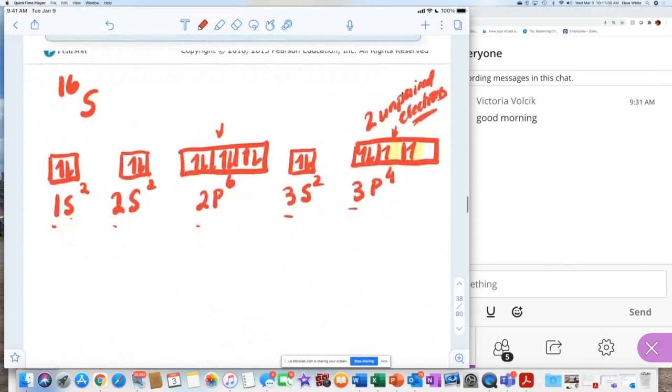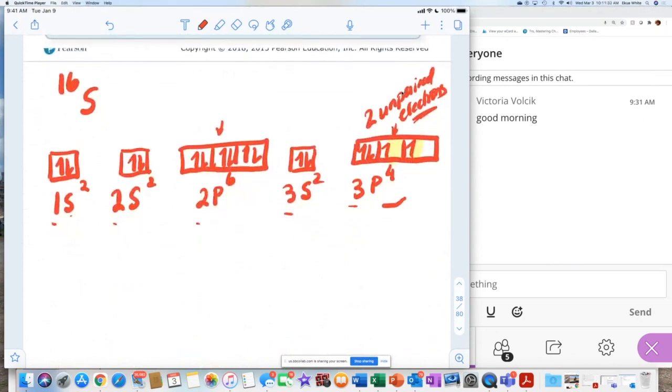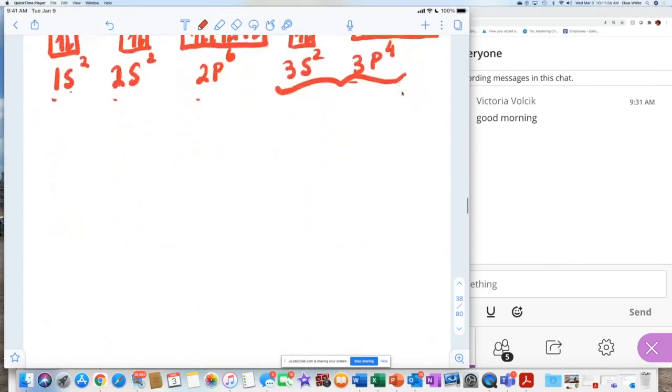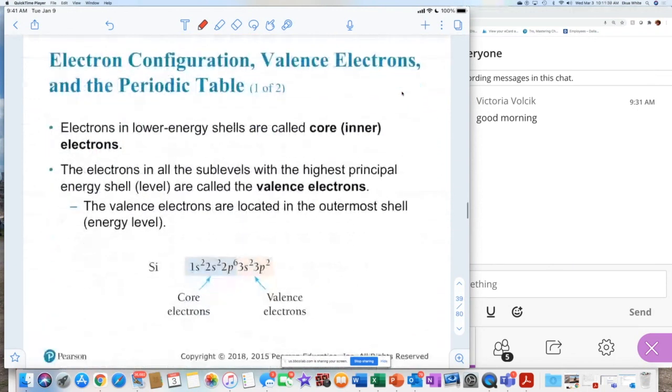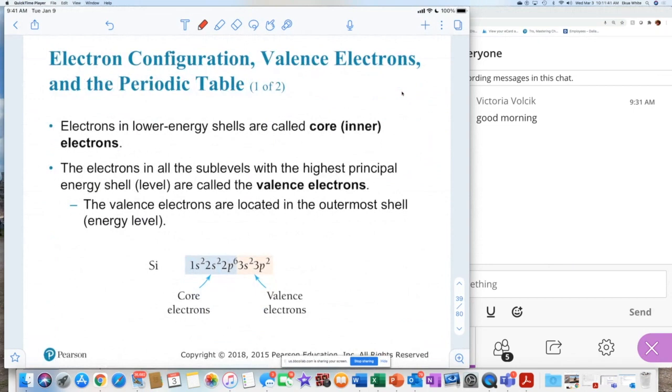Now they showed everything. We don't have to show everything. We could have just shown the valence, because sometimes you don't have enough space and the element has too many electrons for you to show everything. Okay, so I kind of mentioned this before.